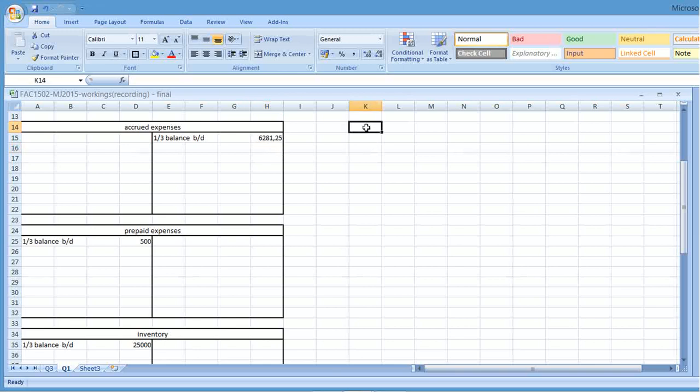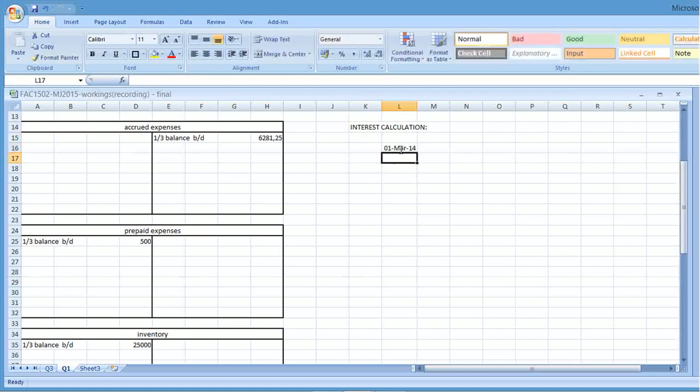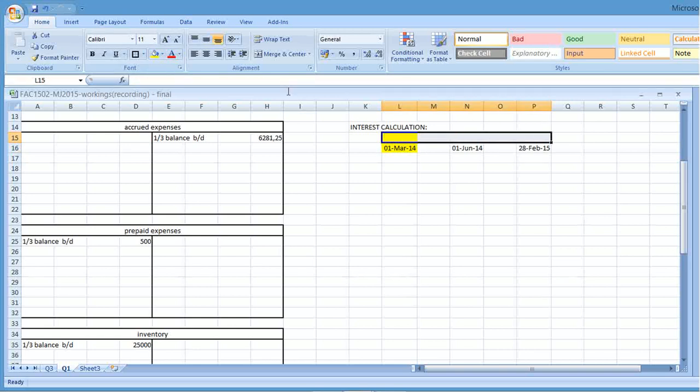Obviously the beginning of the year would have been 1st of March 2014. They said you pay on 1st of June every year, so 1 June 2014 is when you would have made a payment, and then at the end of the year, which is 28th of Feb 2015, that would have been the year end. So start and end, and what happens during the year.